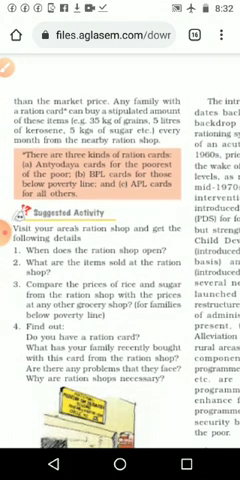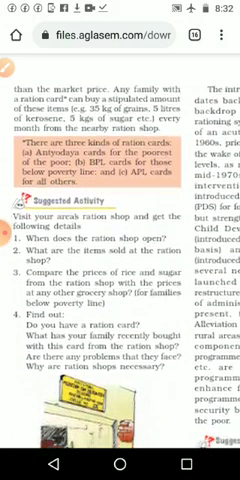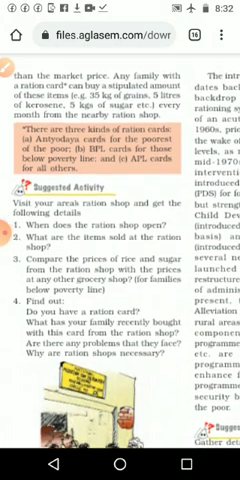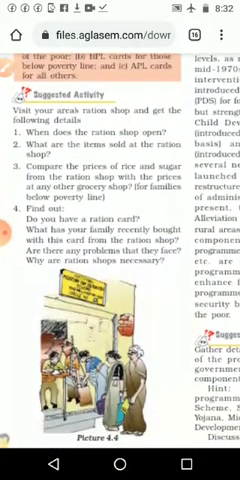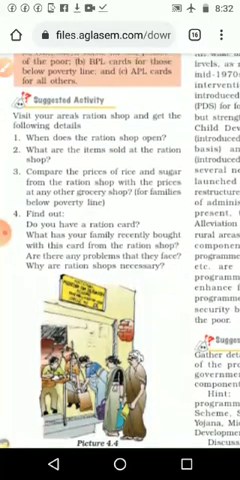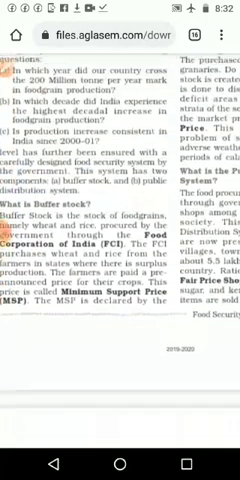Antyodaya card is for the poorest of the poor. States like Tamil Nadu, Andhra and Telangana, 3 states I think, are giving free ration to these Antyodaya card people. Even BPL card people are also getting free rationing. Then APL card holders have to pay a small amount. Here in Tamil Nadu I think it is only 2 rupees or 3 rupees, but in other states we have to pay more than that. So this is about buffer stock and PDS.